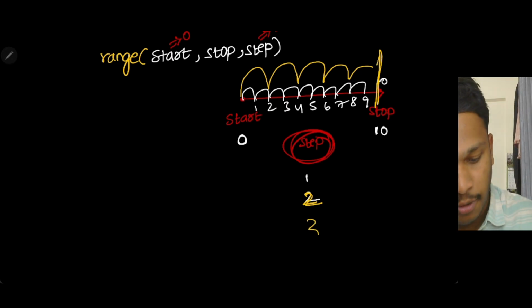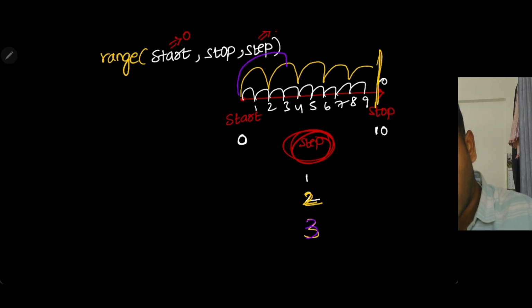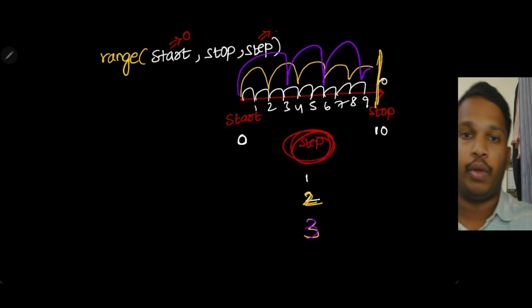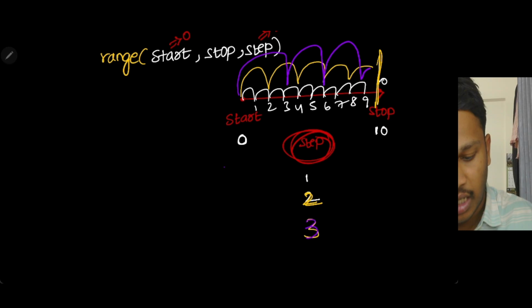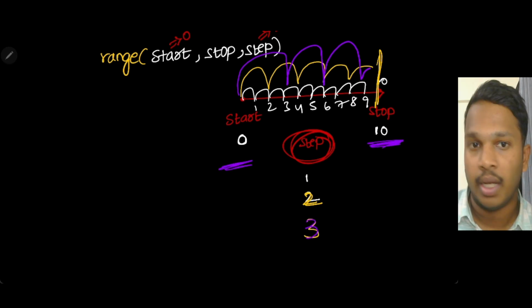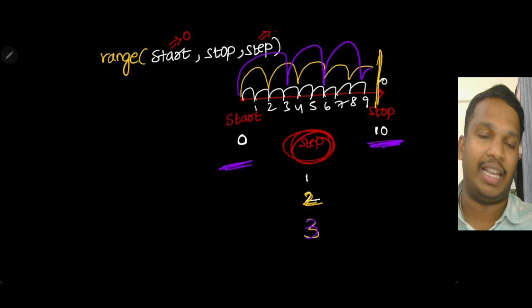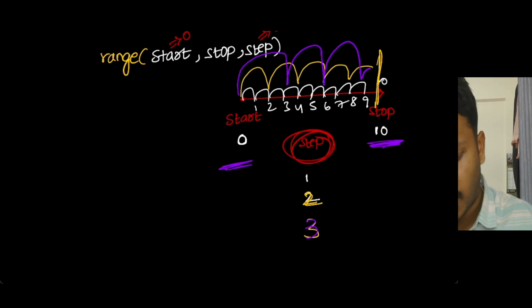Now in case of step 3: 0, 3, 6, 9. Next, we cannot cross that. Start to stop only. This is the starting point of our journey and this is the ending point of our journey. We need to play like this game. Just like a game. Think of this as a number line.